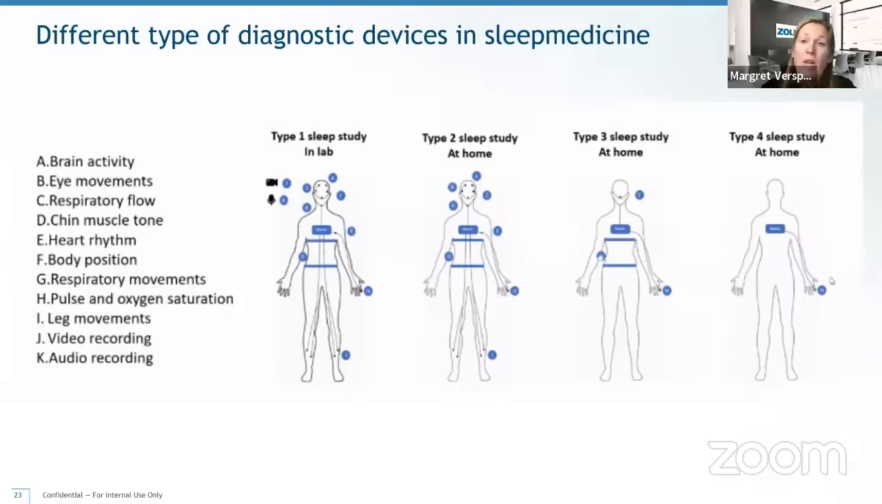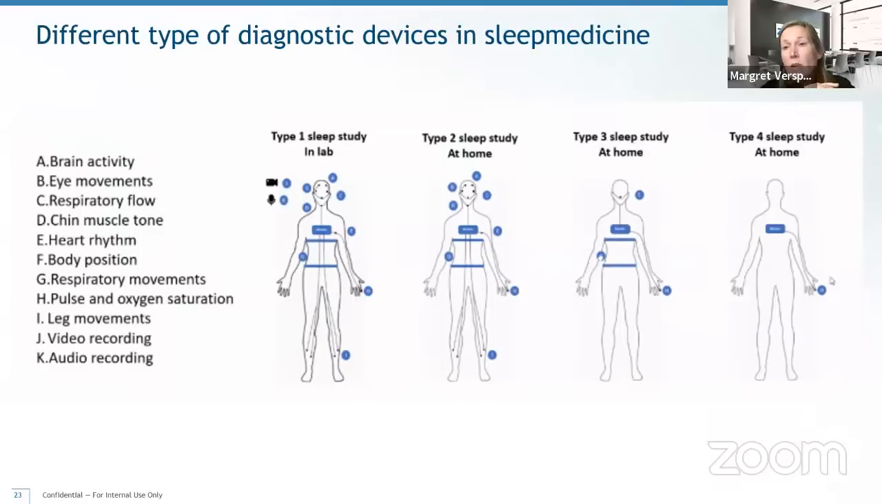Then we have type 3. Type 3 is a sleep study at home, and it's the standard polygraphy, but also the WatchPAT is a type 3 device. So what do we measure? With the polygraphy, we don't measure brain activity, but we have the nasal flow.